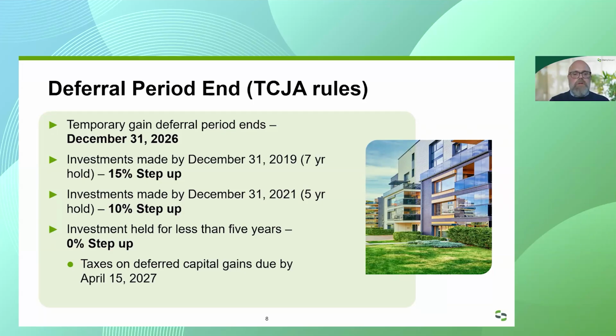So I know that's a little bit confusing, but essentially what that means is if you had $1 million of deferred gain, you invested it and held for 7 years, and you made that investment prior to December 31st, 2019, instead of recognizing $1 million at the end of your gain deferral period, you would recognize $850,000. You have a $150,000 basis boost.